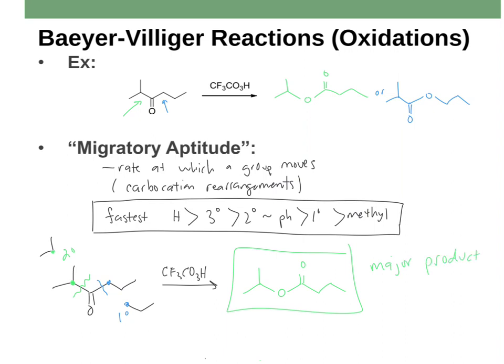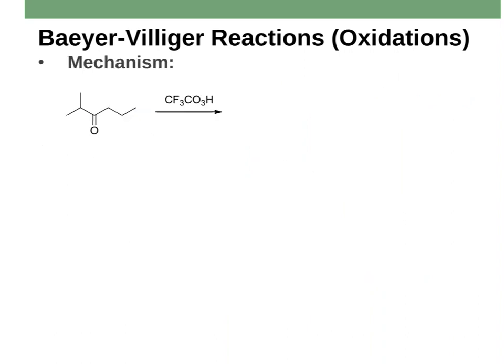And again, it's just because one group is secondary, one group is primary. The secondary group moves a little bit faster. And so that's how we predict. That tends to give us the major product. So this will be really important, and I'll do a few more examples here in a little bit. Let's take a look at the mechanism.